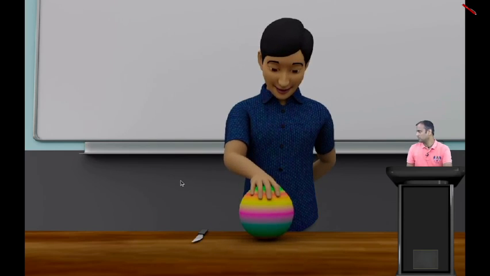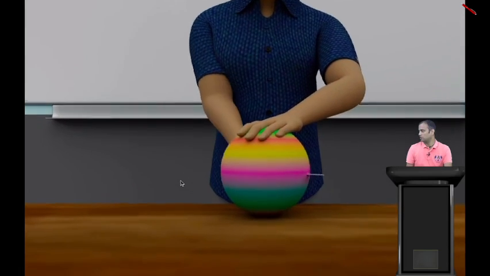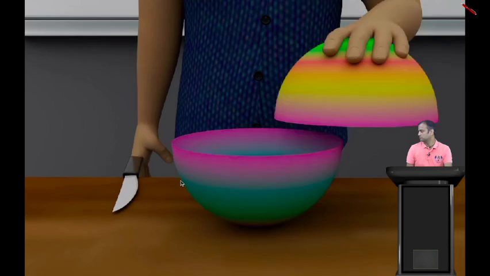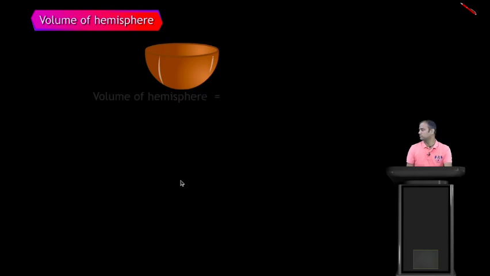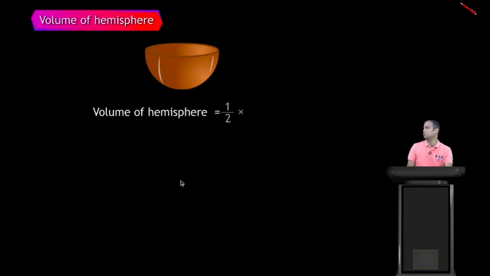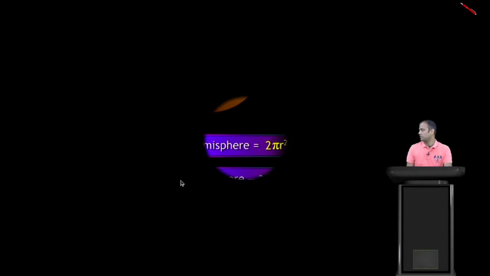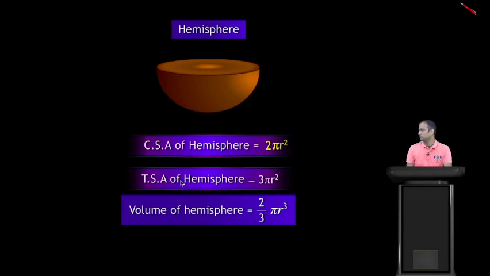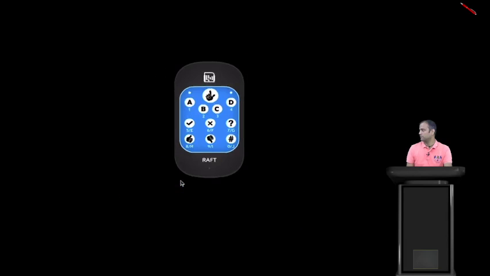Okay, here we have a spherical ball, and now cut the ball into 2 equal halves. And what is the volume of a hemisphere? It is just half of the sphere. So we will get 2 upon 3 pi r cube. So these are some formulas to find the volume and surface area of the solids.